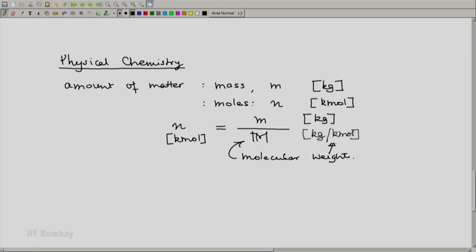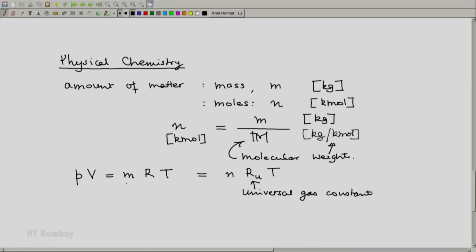The advantage of this is in our equation of state for an ideal gas, we may wish to use moles instead of mass, and if you do that, you will get a modified form of the ideal gas equation of state, where Ru is the universal gas constant.